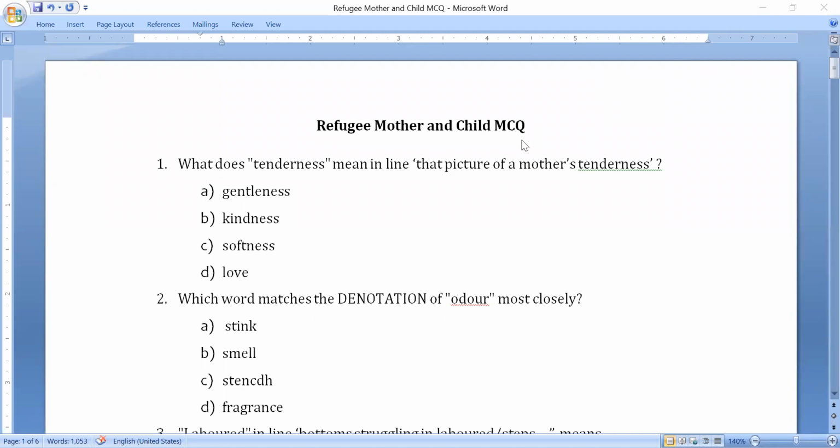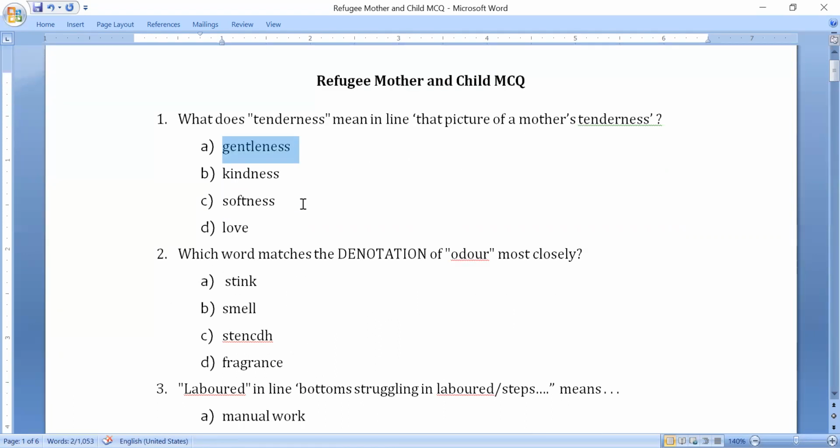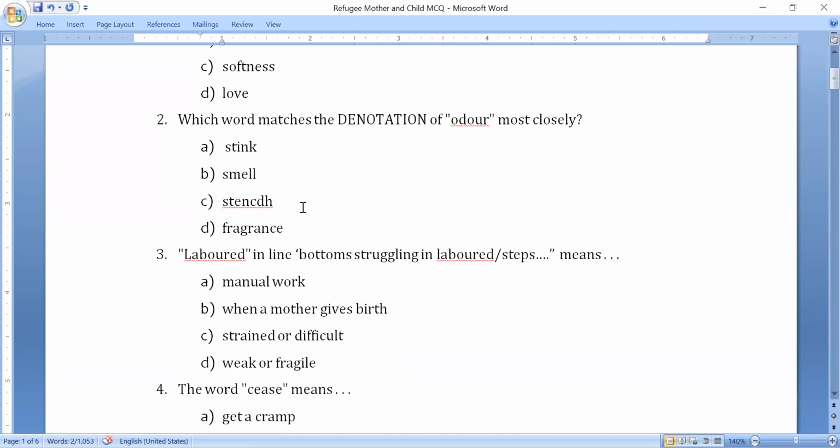What does the word tenderness mean in the line, that picture of mother's tenderness? In this particular line, what does this word tenderness mean? Is it gentleness, kindness, softness, or love? Here, the right answer is A, gentleness. That is what the word tenderness means.